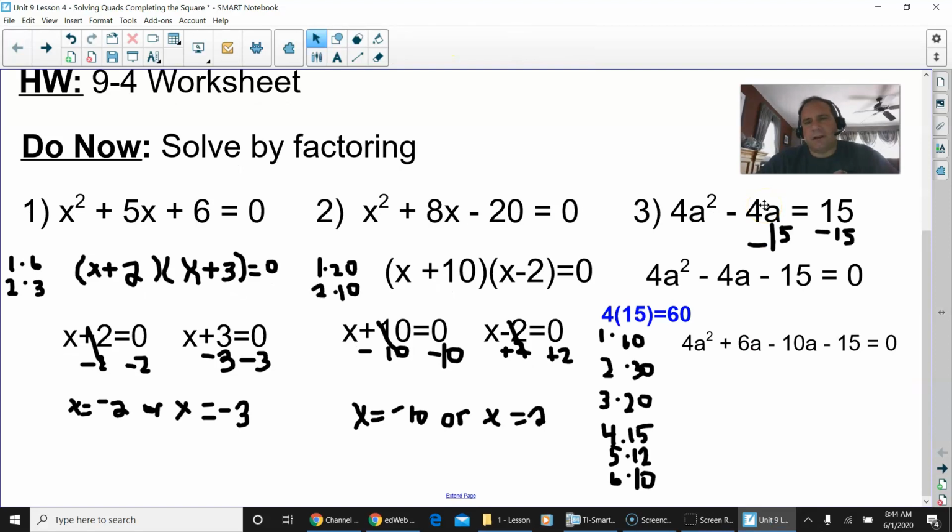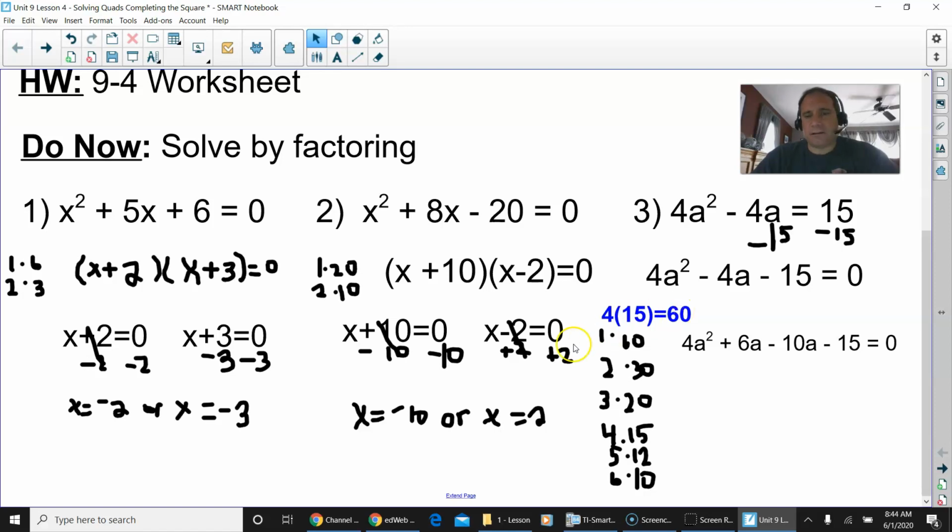So, okay, we have 4a squared minus 4a equals 15. You subtract 15 on both sides to get 4a squared minus 4a minus 15 equals 0. You do a times c: 4 times 15 is 60. So you're looking for numbers that multiply to 60 and add to negative 4.